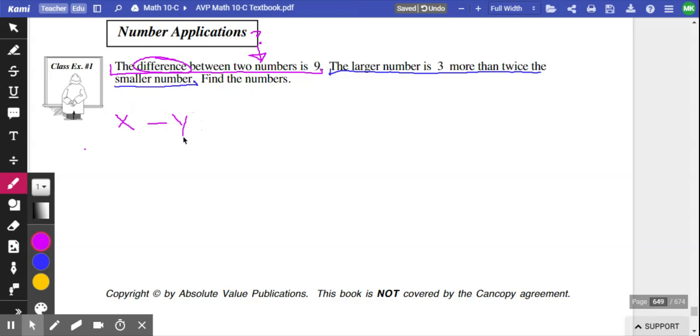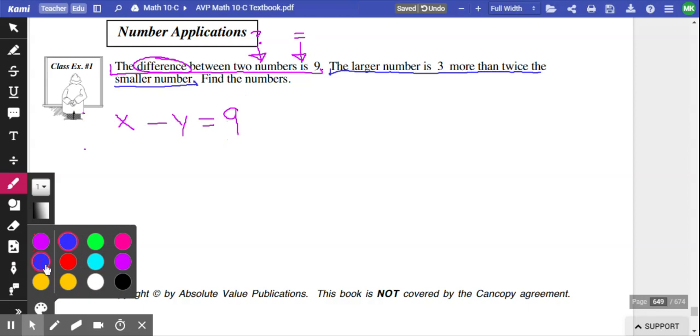Awesome. The word that is very important in most of these sentences is the word is. Is means equal sign. So the difference between two numbers is 9. There we go. That's the first equation. Not so bad if you go really slow and build it word by word.